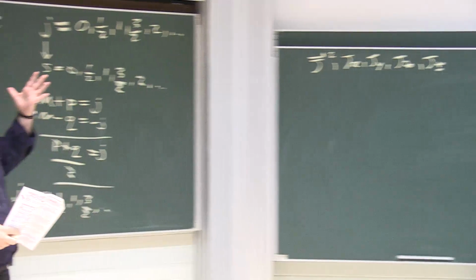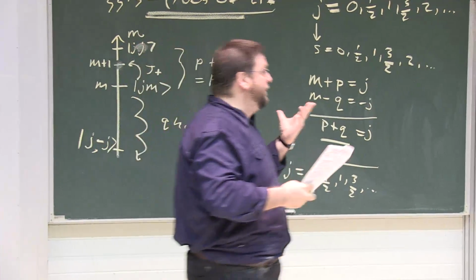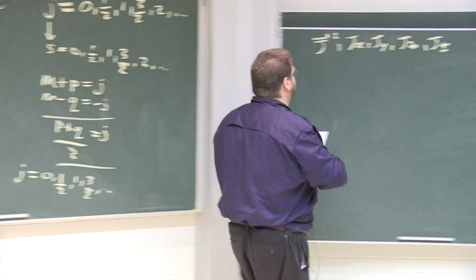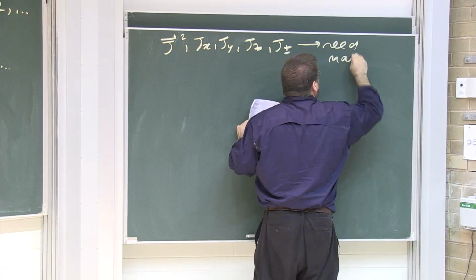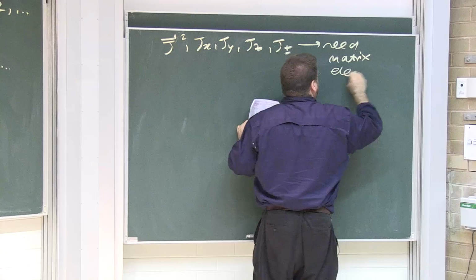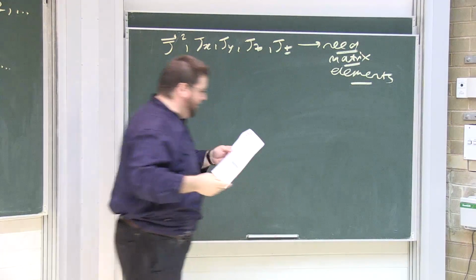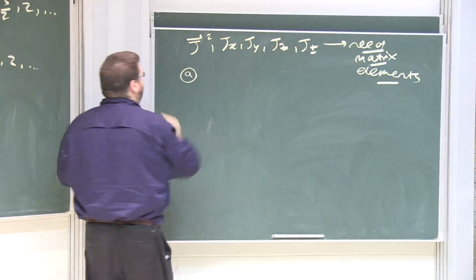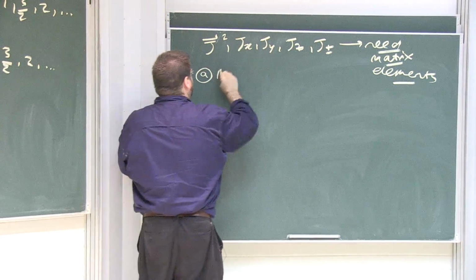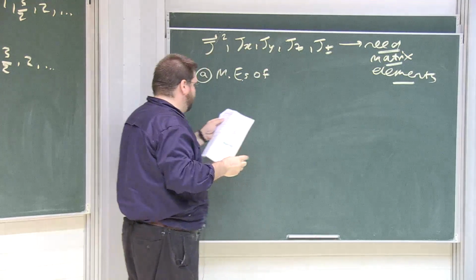And since we're doing a matrix formulation of the theory of spin, we need to work out the matrix elements of these spin operators. Again, there's nothing but algebra in this world. So let's begin with the matrix elements, which I'll abbreviate as ME. We want the matrix elements of J squared.